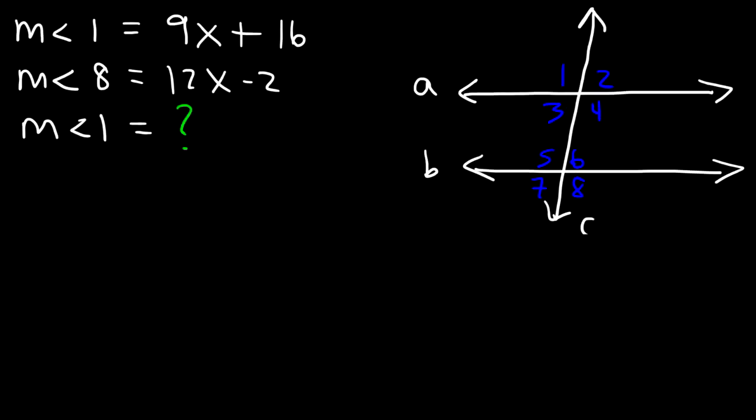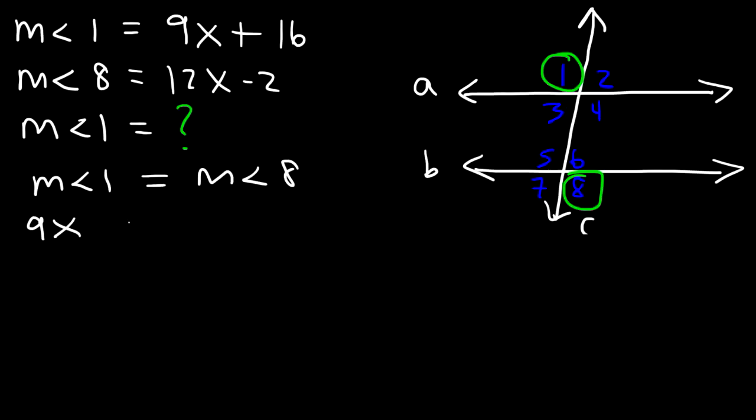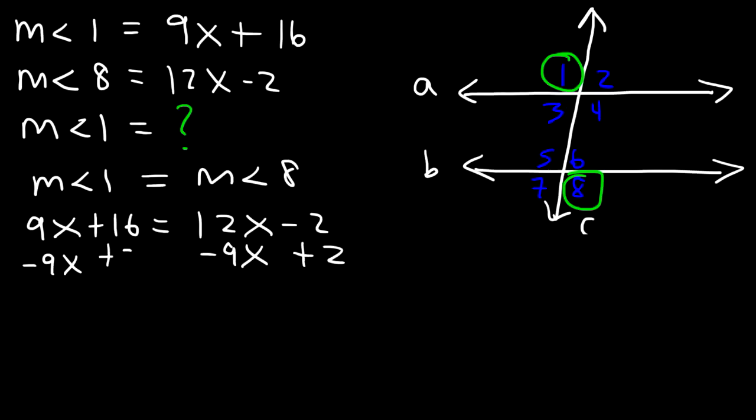So what is the relationship between angles 1 and 8? 1 and 8 are alternate exterior angles, and they're congruent. So because they're congruent, angles 1 and 8 are equal to each other, which means that 9x plus 16 is equal to 12x minus 2. So let's go ahead and find the value of x. Let's begin by subtracting both sides by 9x, and at the same time, let's add 2 to both sides.